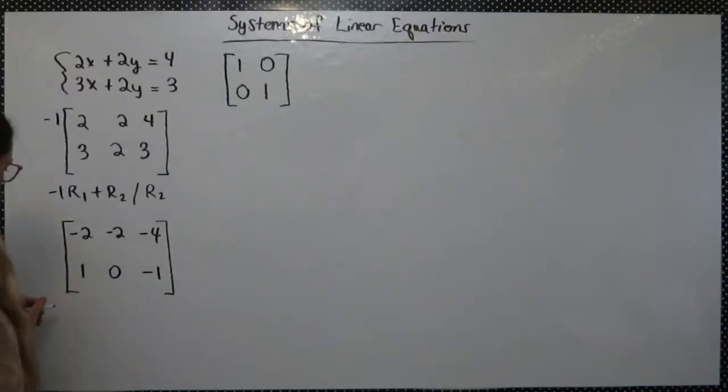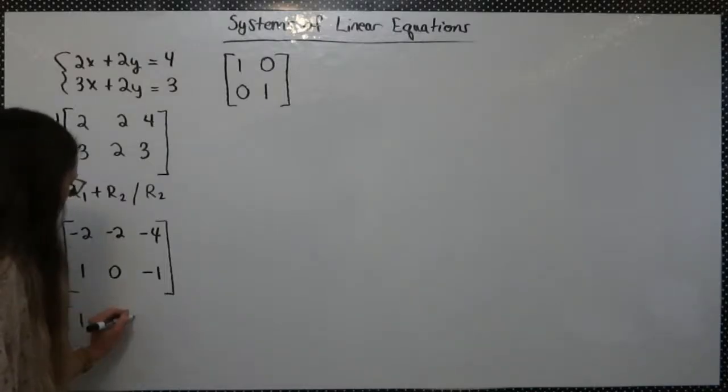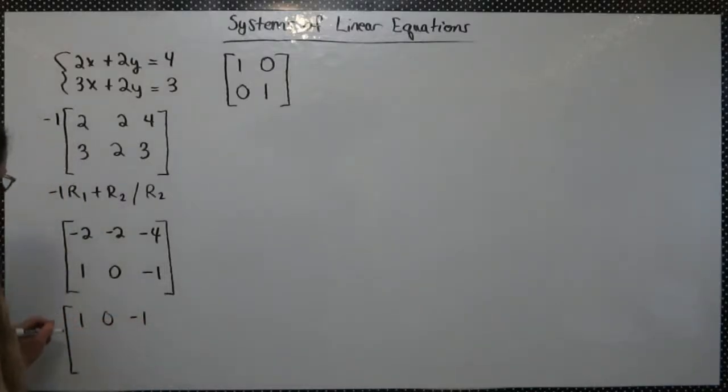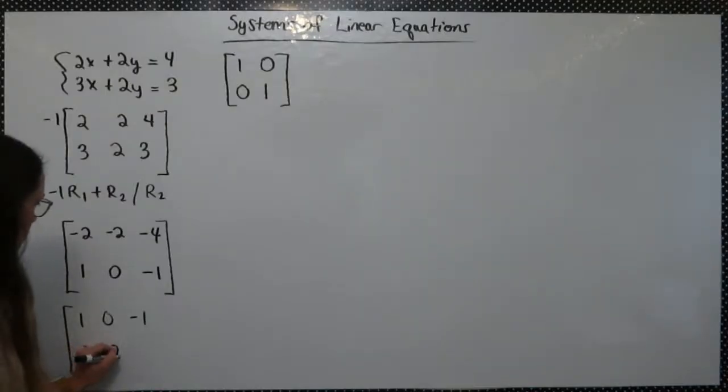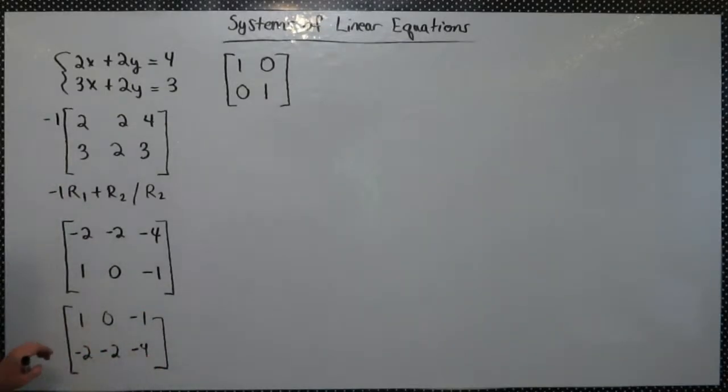We'll swap these out real quick. Let's do that here. Because remember, we can swap the rows so that it becomes 1, 0, -1. And then we've got -2, -2, -4. So what I want to do is I want this position to be 0, and I want this position to be a 1. So I have to figure out what I need to do.